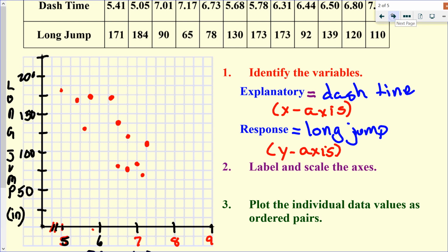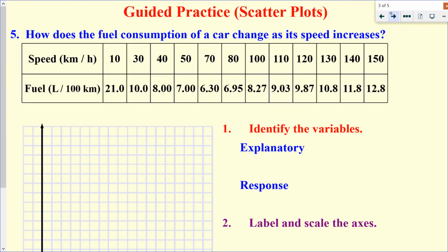This time let's look at what was number 5 from the textbook. I've included the chart here. I didn't quite include all of them just because I didn't have the room, but we'll be able to get the gist of this. The question is, how does fuel consumption of a car change as its speed increases? Just from the question alone, we can see that the explanatory variable is going to be speed, because we want to know if the speed increases, how does that affect the gas change? And this is going to be fuel consumption.